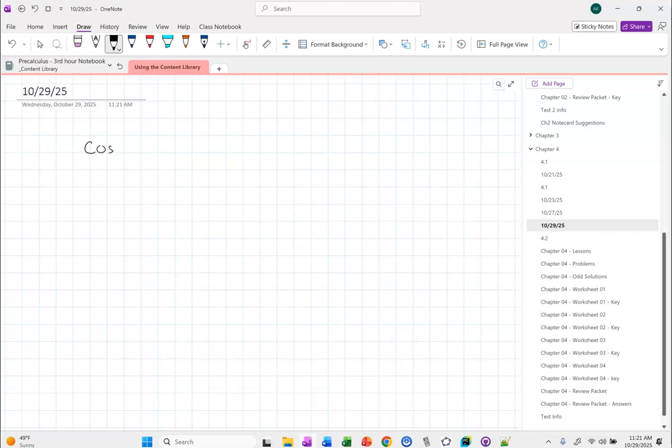Cosine theta equals negative 0.707, okay? And then 2 pi is less than or equal to theta, and theta is less than or equal to 3 pi. Calculator or unit circle? Calculator. How do you know? It's a decimal.